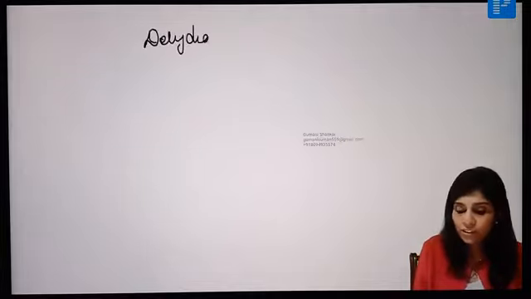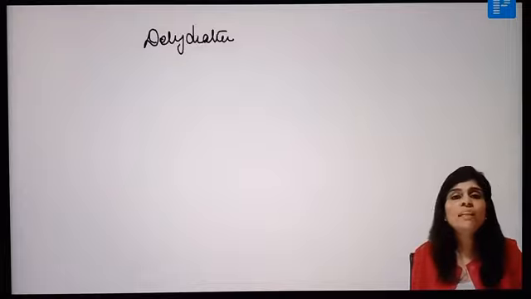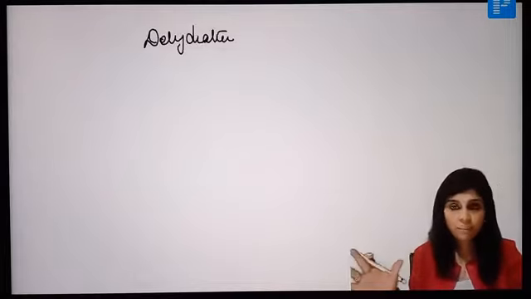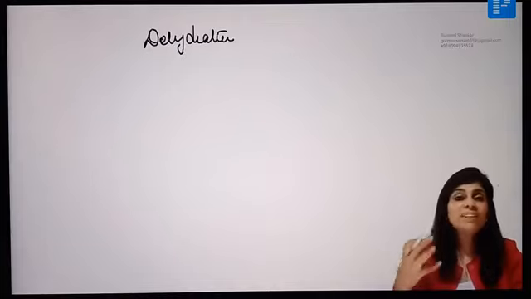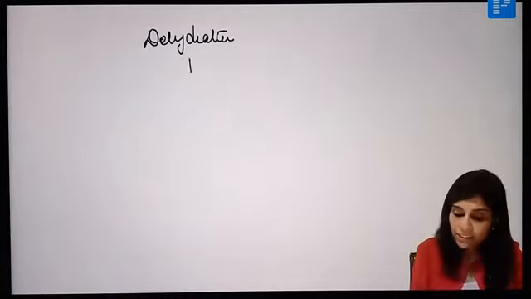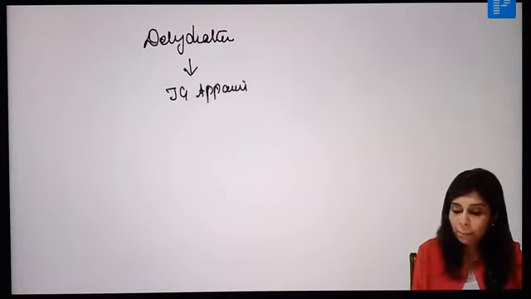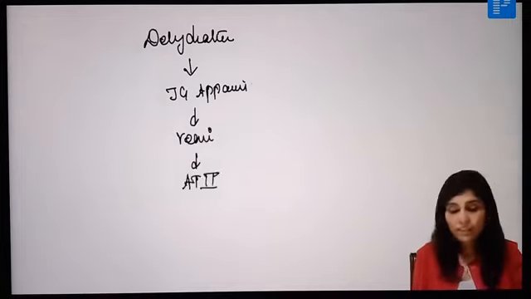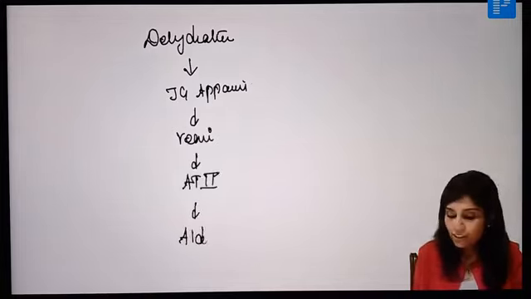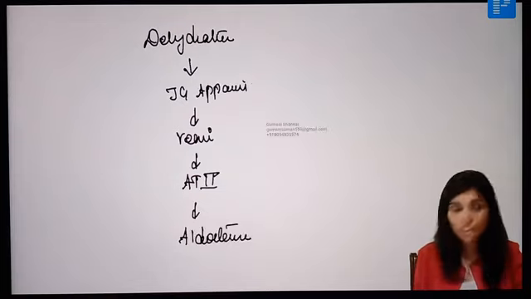All of you listen to this because this projectile vomiting MCQ is being repeatedly asked. Whenever there is projectile vomiting, what happens? The person will be severely dehydrated. When there is severe dehydration, the JG apparatus will be stimulated. That releases renin. Renin synthesizes angiotensin II. Angiotensin II causes aldosterone secretion.